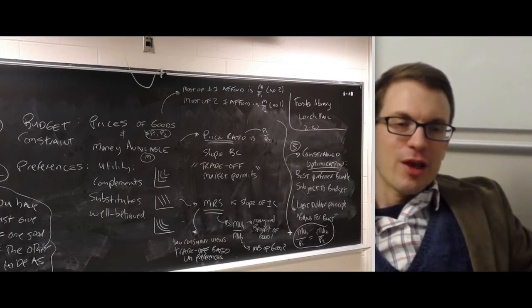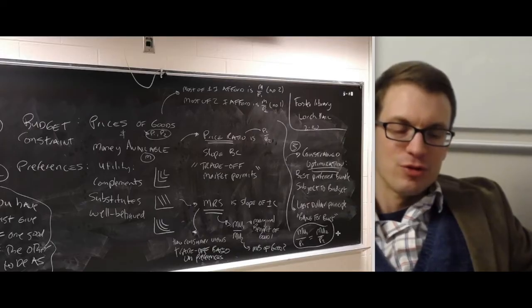And then our last dollar principle for constrained optimization: the best preferred bundle subject to my budget is going to be where the marginal utility of good 1 divided by the price of good 1 is equal to the marginal utility of good 2 divided by the price of good 2.